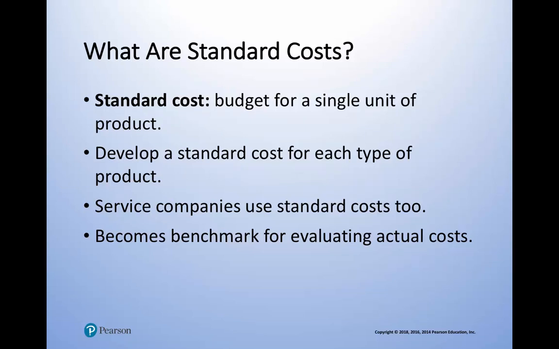So we develop a standard cost for each type of product. Service companies also use standard costs to figure out, if it's an accountant, how much is the standard for a tax return? How much is the standard for a specific client service? So we can figure out, are we spending too much money or too much time on that client, or not enough time? So any type of business can use standards. Obviously, a service company probably isn't going to be using the direct material standards. They'd be looking at the labor and the overhead variances.